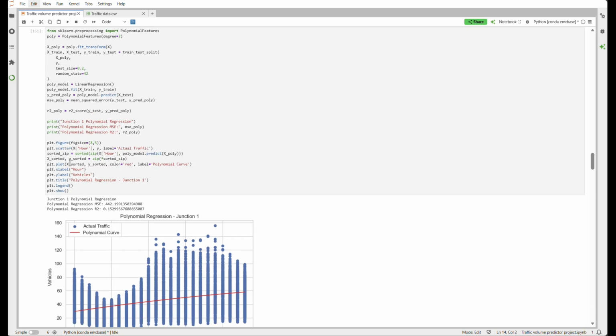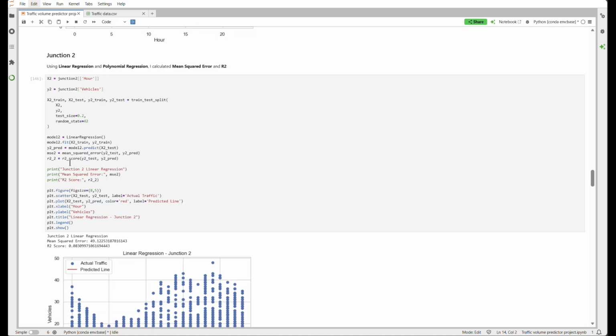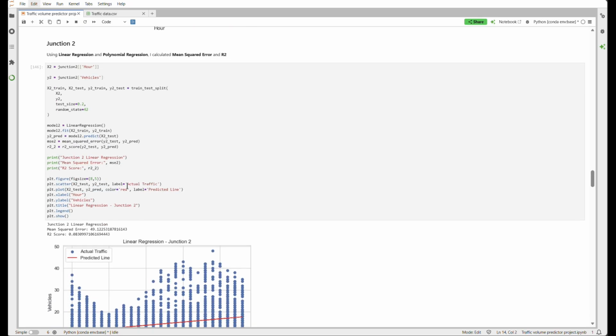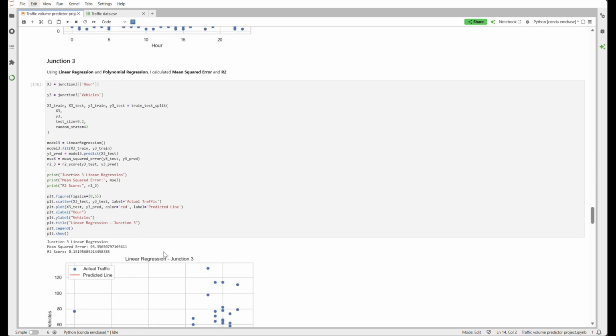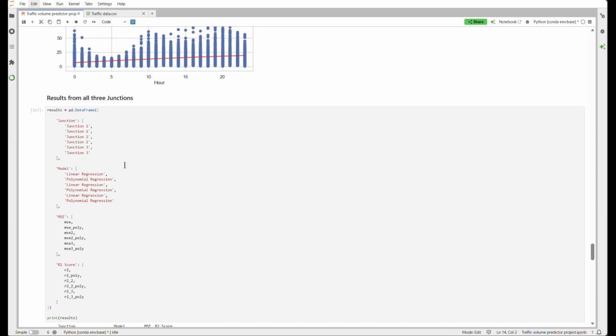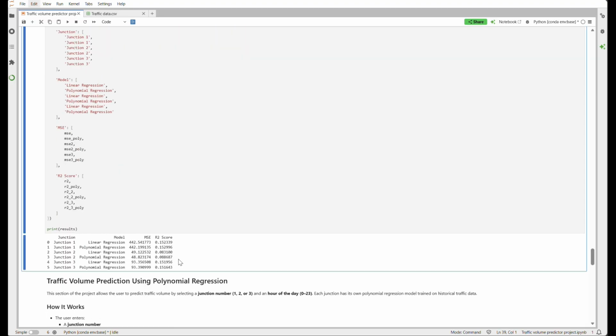For example, traffic volume may increase during morning rush, decrease midday, and rise again during the evening rush hour. I used polynomial features with degree 2 to allow the model to capture these curved relationships. After training the polynomial regression models, I again evaluated them using the mean squared error and the R2 score. Once all six models were completed, which is junction 2, the linear regression and then the polynomial regression, junction 3, linear and polynomial here, I then compared their performance across all three junctions, which is shown here.